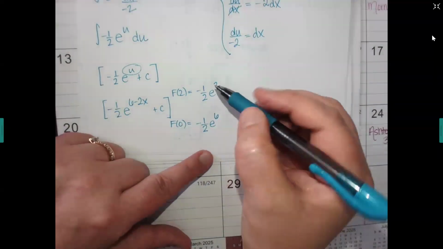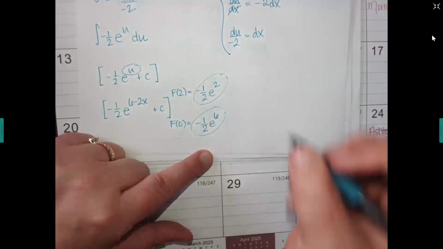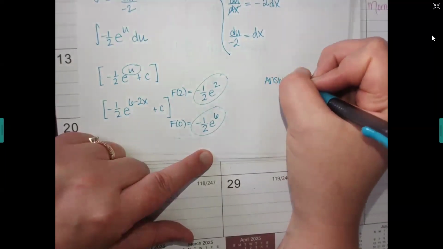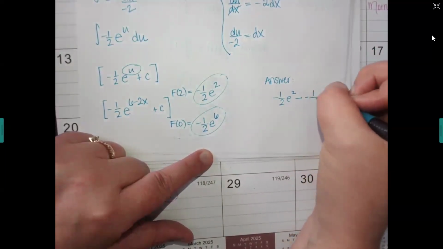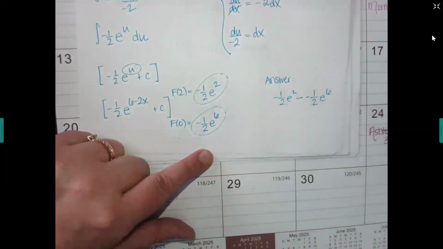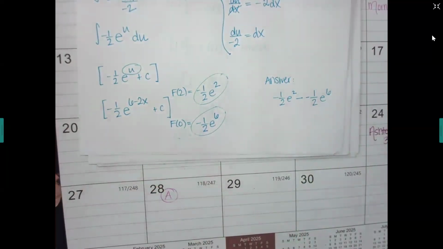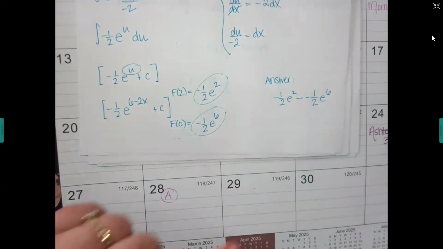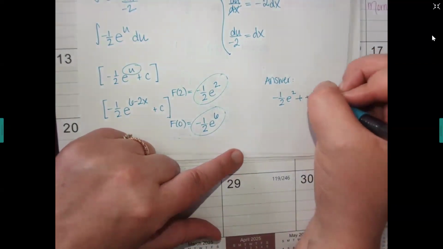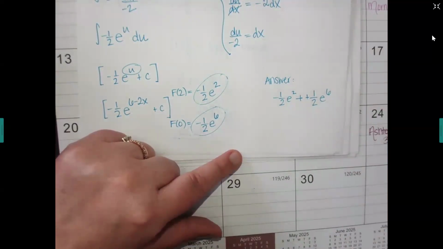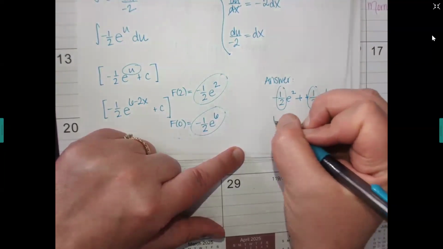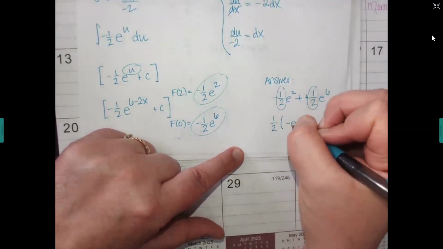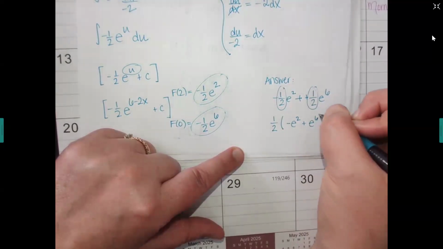Okay, then remember, it's top minus bottom. So for my answer, it's negative 1/2 e squared minus negative 1/2 e to the 6. And then what's going to happen if you're minusing a negative bottom number? That's really a plus. Do they have a GCF that I could take out? They both have 1/2. That leaves me with a negative e squared and a plus e to the 6.